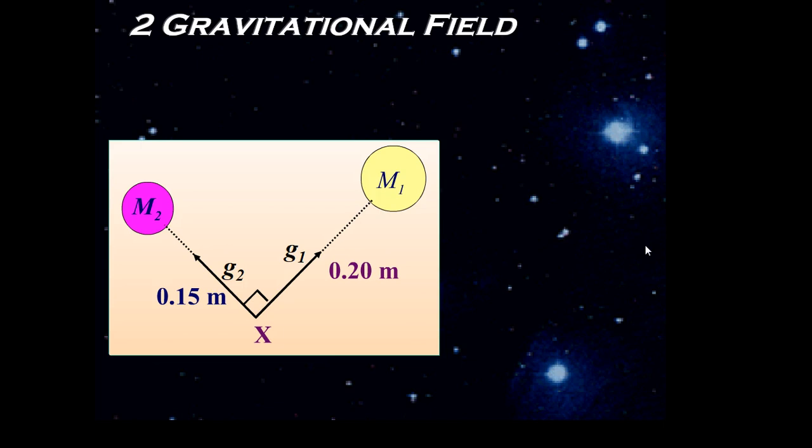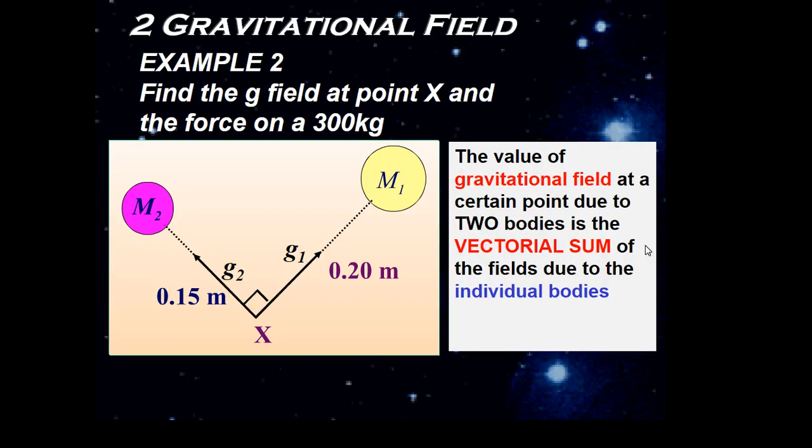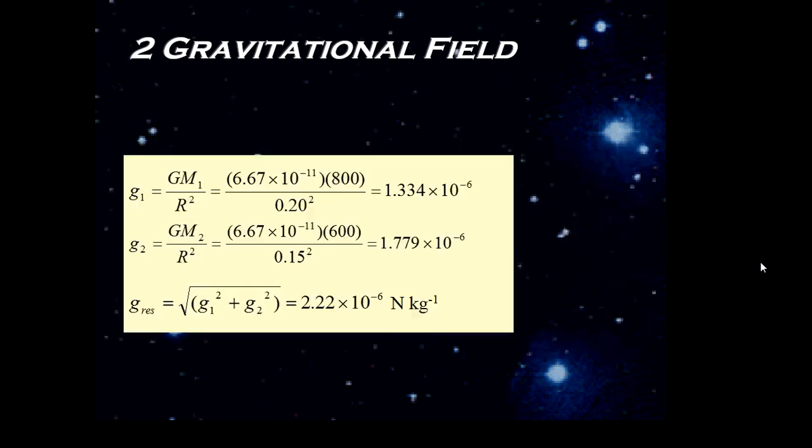Next, they ask you what's the gravitational field. Because they are not acting in the same direction, you must add them together vectorially. Forces and fields are vectors, so you add them together vectorially. So the gravitational field at a certain point is a vectorial sum of the individual vectors. Let's find the individual magnitudes first. I've given them to you. It's a simple application of the equation in the boxes. The resultant, I can use Pythagoras' theorem to find.